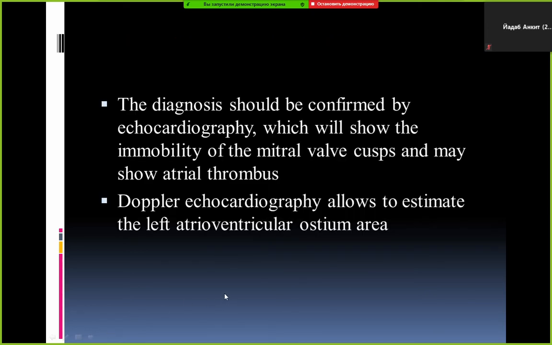The diagnosis of mitral stenosis should be confirmed by echocardiography, which will show the immobility of the mitral valve cusps and may show atrial thrombus. Doppler echocardiography allows us to estimate the left atrioventricular ostium area.